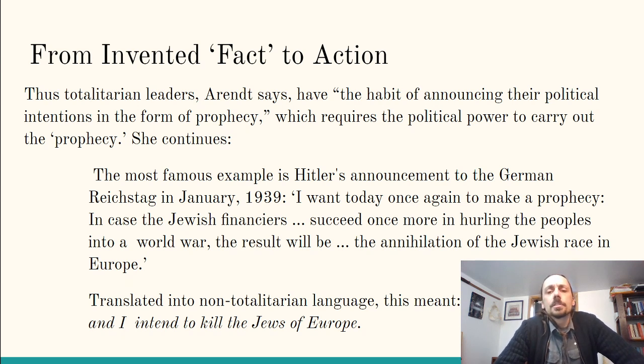So totalitarian leaders as well. Another aspect of their rhetoric to keep in mind is that they have the habit, Arendt says, of announcing their political intentions in the form of prophecy, requiring eventually political power to carry out the prophecy. The most famous example, Arendt says, is Hitler's announcement to the German Reichstag in January 1939. "I want again to make a prophecy. In case the Jewish financiers succeed once more in hurling the peoples into a world war, the result will be the complete annihilation of the Jewish race in Europe." It's not a prophecy. Translated into non-totalitarian language, this meant, I intend to make war, and I intend to kill the Jews of Europe.